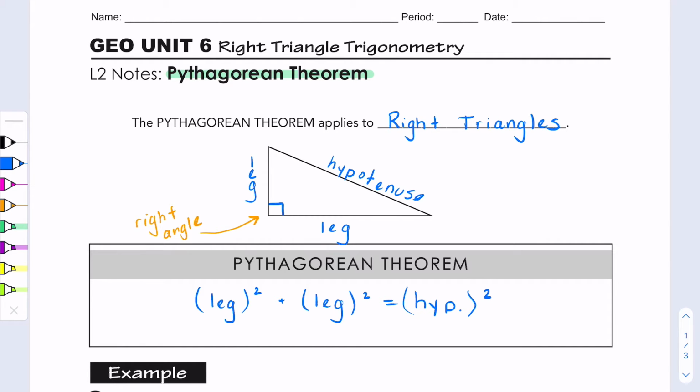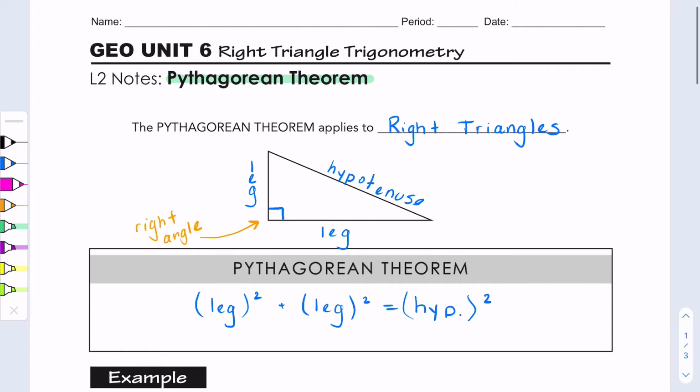And the reason why I teach it as leg squared plus leg squared is so that you don't have to know which one is A versus which one is B. They are interchangeable. They are both called legs. So add your two legs together, and that's equal to your hypotenuse squared. I'll put a note under it that sometimes it's a squared plus b squared is equal to c squared.